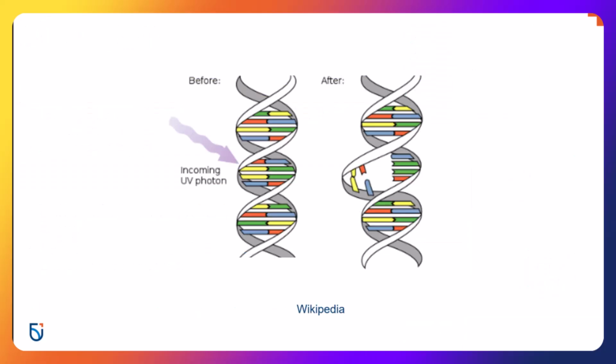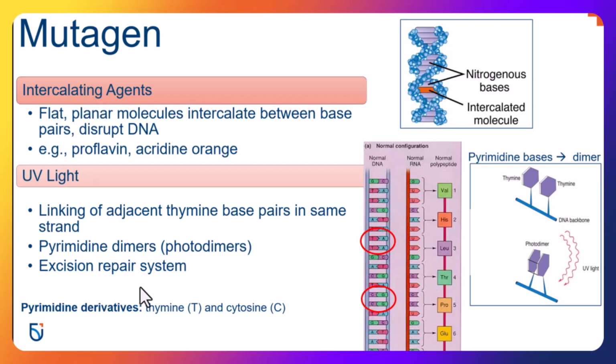I found this great image on Wikipedia showing you normal DNA and then incoming radiation, and you can see the pulling away of these bases from their complementary match. And then thymine or cytosine, which are pyrimidine derivatives, will bind to each other on the same strand. Thymine to thymine, cytosine to cytosine. Thymine to thymine are the most common. Cytosine to cytosine can also occur, and cytosine to thymine can also occur. But again, thymine to thymine is most common.